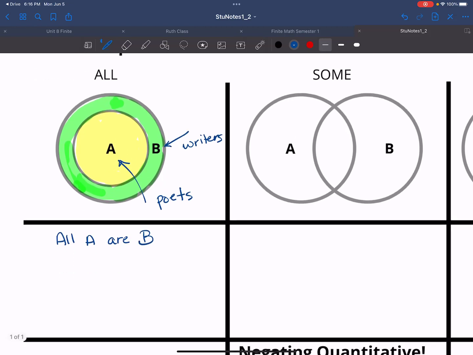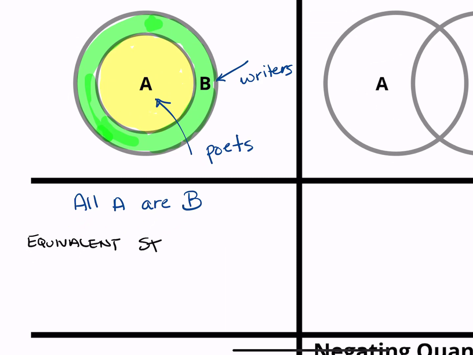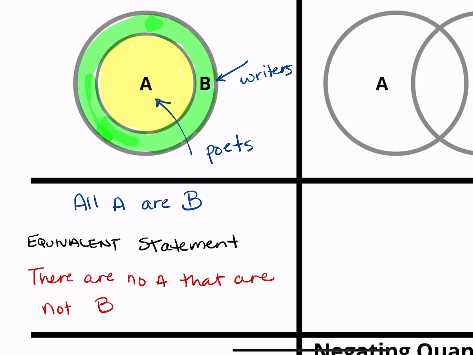Now, there's also what's called an equivalent statement. An equivalent statement means the exact same thing, just worded differently. An equivalent statement to all A are B would be: there are no A that are not B. Essentially, we're negating both parts, and it gives us the same thing. In future lessons, we're going to talk about whether something is considered an equivalent statement, or whether a statement would be considered true based on certain statements that we have.